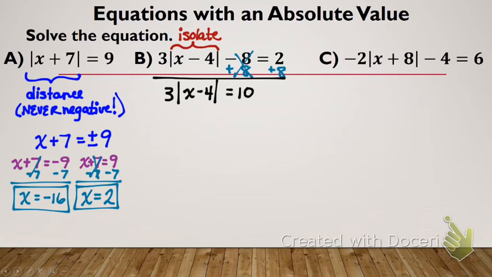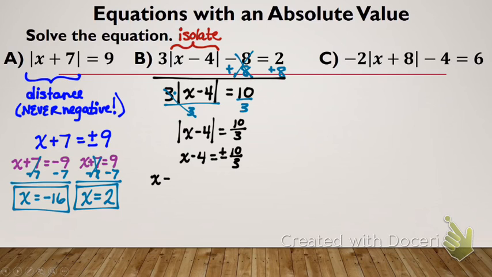How do I get rid of the 3? Divide. It's being multiplied to my absolute value right now. So I'm going to divide to make it cancel. So I have the absolute value of x minus 4 is equal to 10 thirds. I know that that means whatever's inside here is equal to positive or negative 10 thirds. And then I can set up and solve two separate equations.